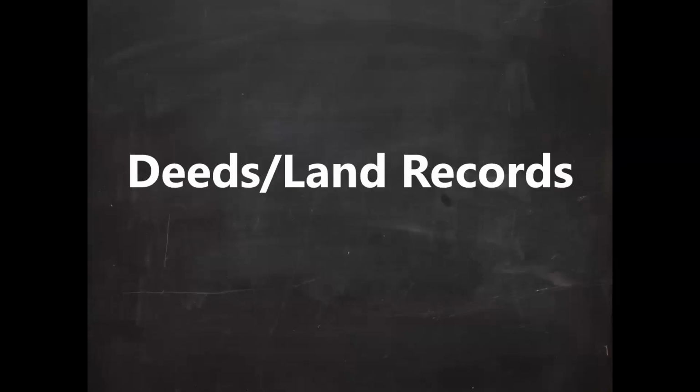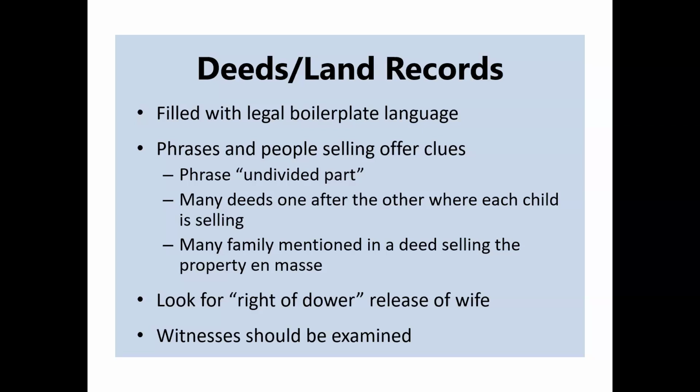Deeds and land records, nobody likes to read these because they are full of legalese. However, they can solve a lot of questions. Yes, they have a ton of legal boilerplate language. However, there are certain phrases that can help you. For instance, if a phrase in the description of the property says undivided part, or if you find deed after deed after deed where like 5 or 6 children or individuals are all selling a piece of the same property, those are possible clues that they're all related.